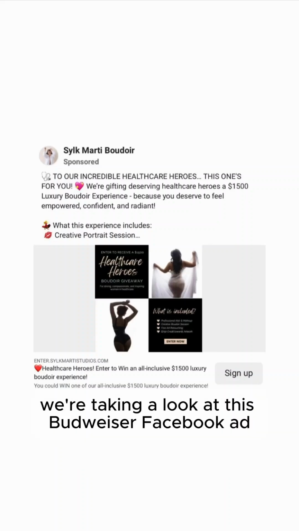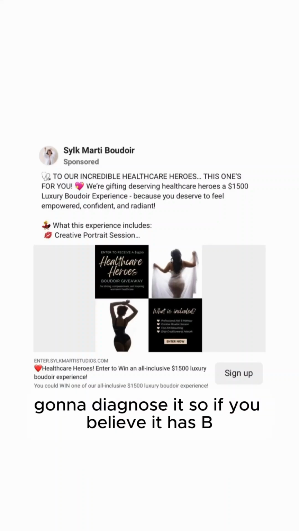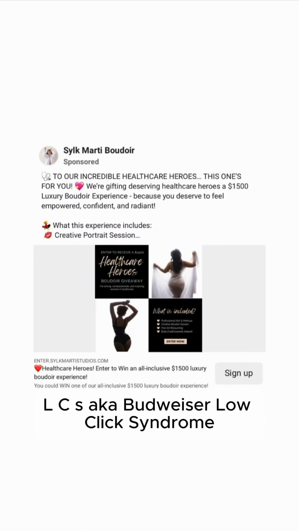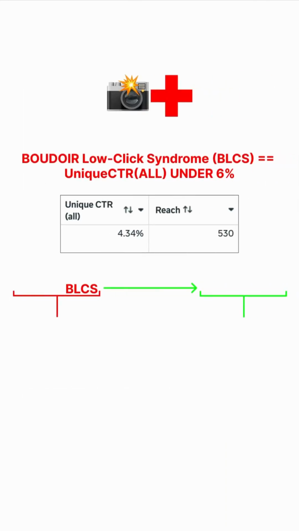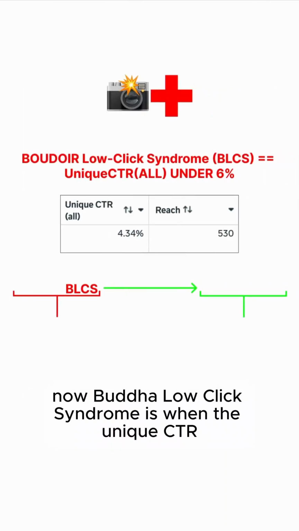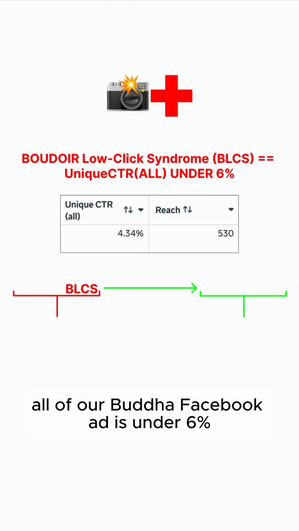All right, y'all, we're taking a look at this Boudoir Facebook ad. We're going to diagnose it if we believe it has BLCS, aka Boudoir low click syndrome. Now, Boudoir low click syndrome is when the unique CTR on all of our Boudoir Facebook ads is under 6%.